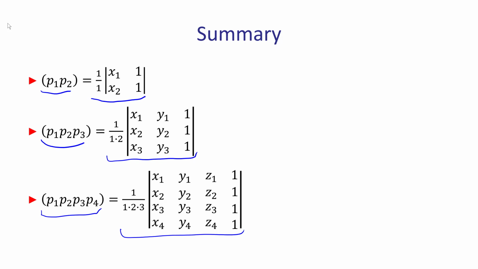Note that the constant outside of the determinant is 1 over n factorial, which is 1 divided by 1, multiplied by 2, multiplied by 3, multiplied by 4, and so on until you get to n. This is 1 over n factorial.